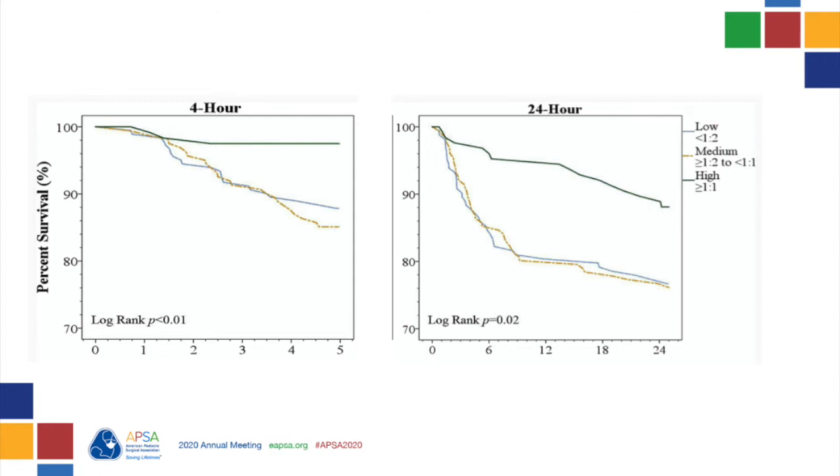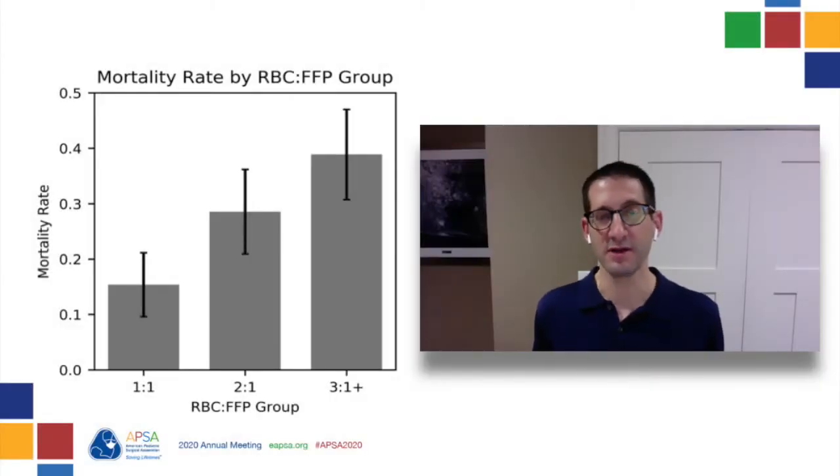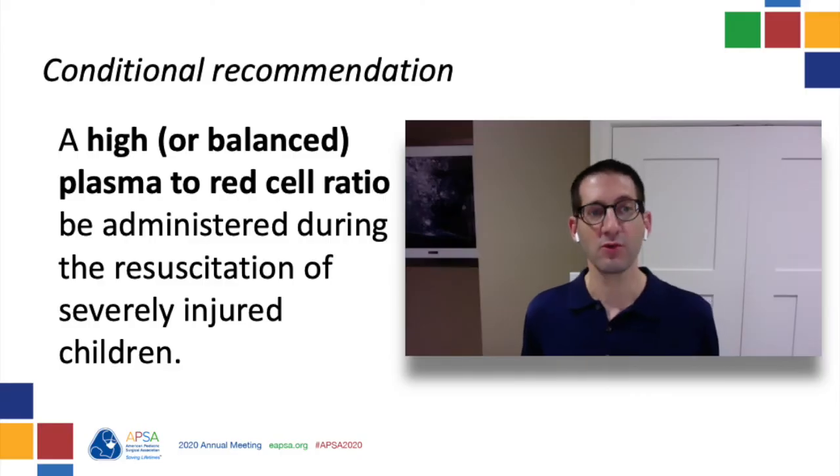There was a study that came out from 2019. This is from TQIP data, looking at both plasma to red cells and platelets to red cells, and they actually found a survival benefit both at 4 hours and 24 hours for the more balanced high ratios. And then finally, there was a more recent study done by the Atomic Group looking at 100 patients that were massively transfused, and they also found a clear survival benefit to a more balanced 1-to-1 ratio of red cells to plasma.